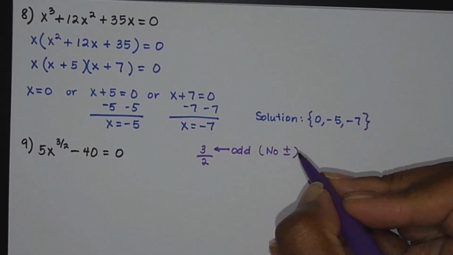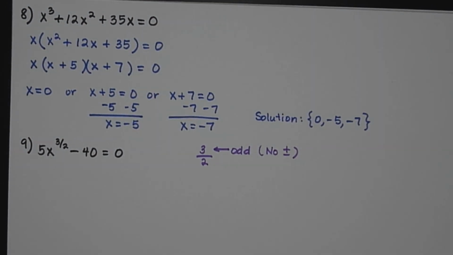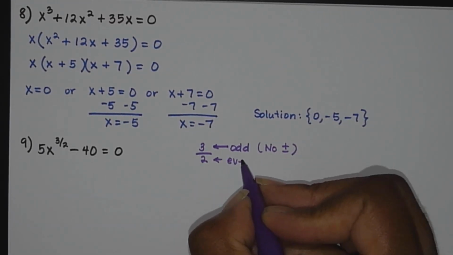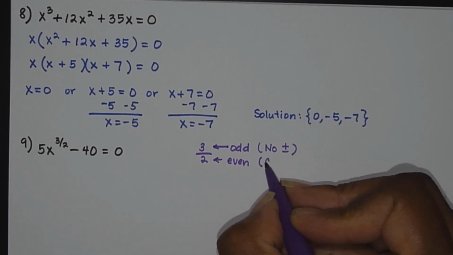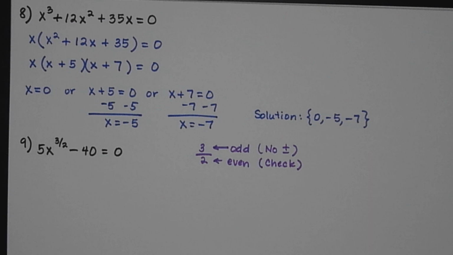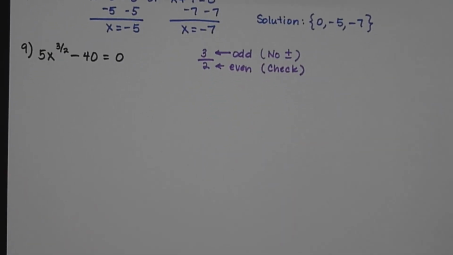Now, if it was even, I would. The denominator of 2, is it even or odd? This time it's even. If it's even, you have to check your proposed solution. If the denominator is odd, you do not check the proposed solution. So no, I'm not going to need a plus or minus symbol, but I will have to check that proposed solution. Now let's get the x to the 3/2 by itself.